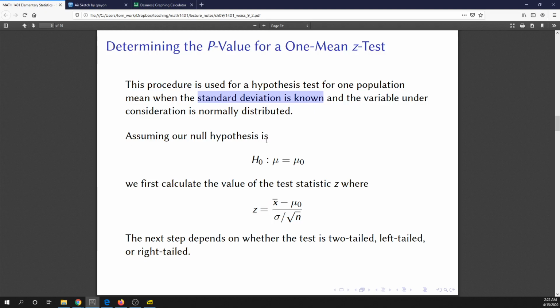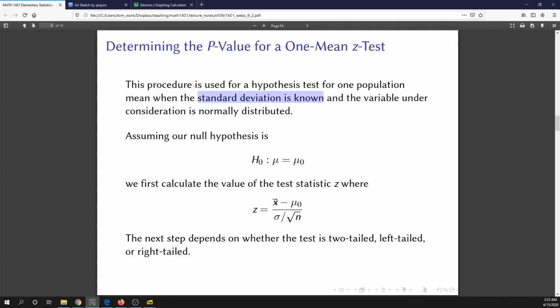Our null hypothesis looks like this: mu equals mu naught, which they're all going to look like for the ones that we're doing. The first thing to get the p-value is to calculate the test statistic, and that's z. That's the same z that we were using before, so this should look pretty familiar to you. We did this in section 7.3 when we were calculating probabilities related to sample means.